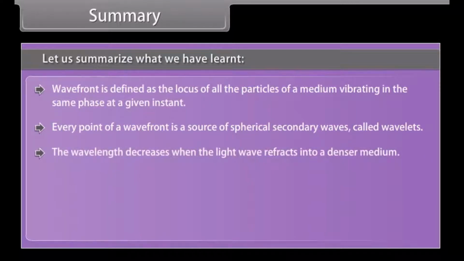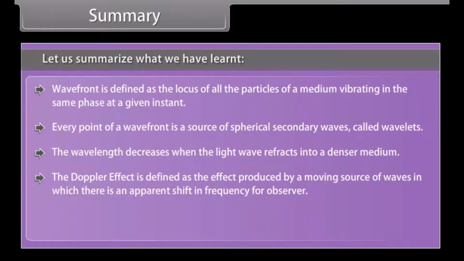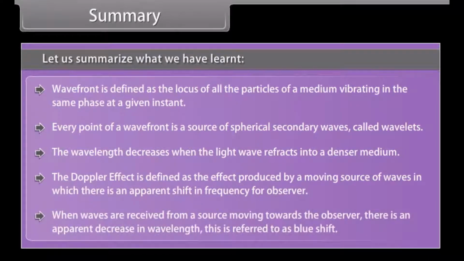The wavelength decreases when the light wave refracts into a denser medium. The Doppler effect is defined as the effect produced by a moving source of waves in which there is an apparent shift in frequency for the observer. When waves are received from a source moving towards the observer, there is an apparent decrease in wavelength. This is referred to as blue shift.